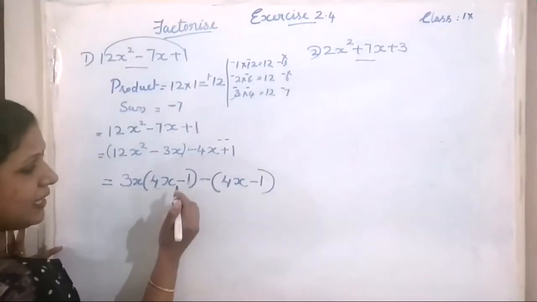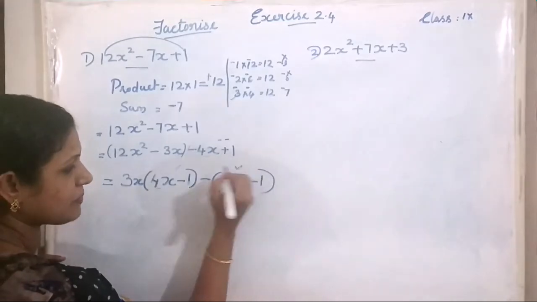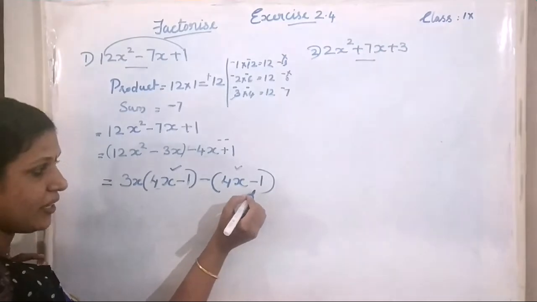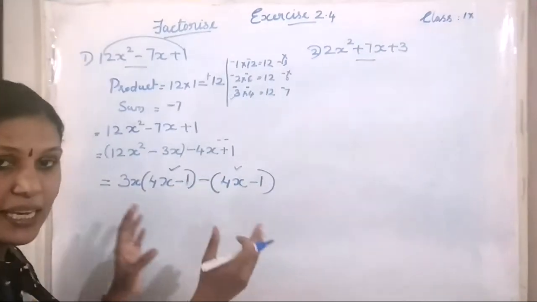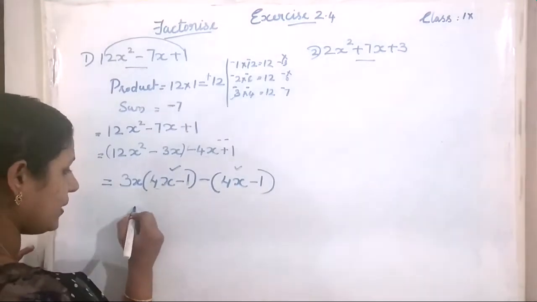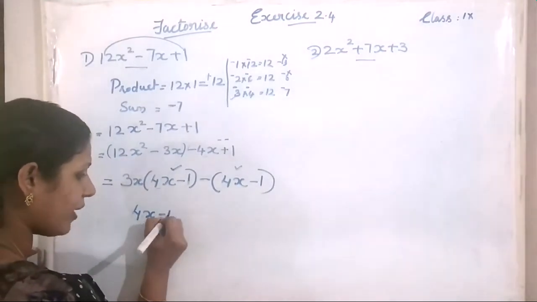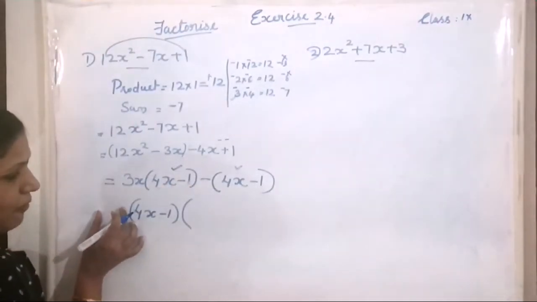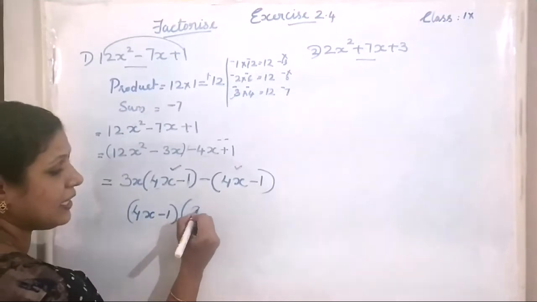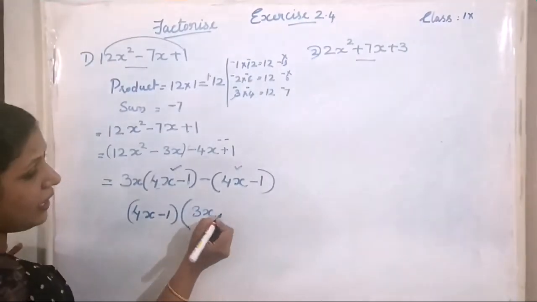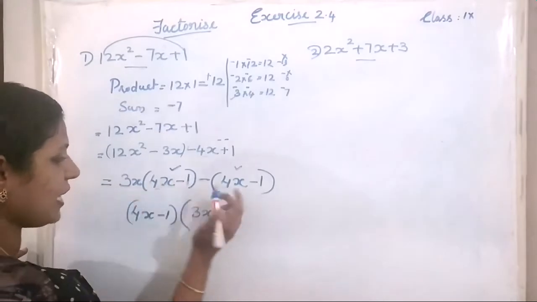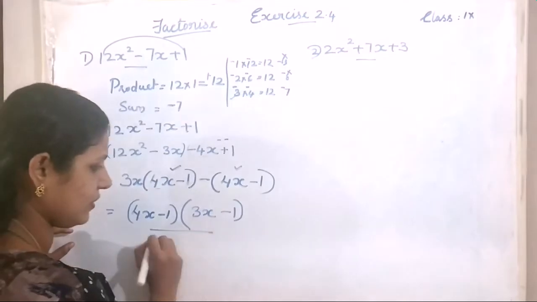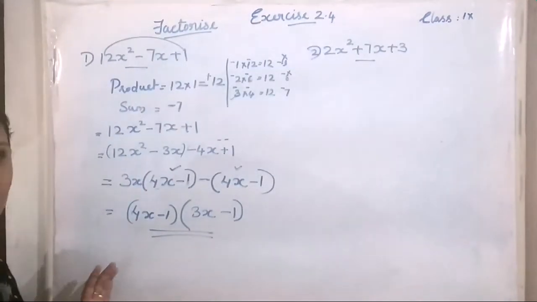Now, see children, here 4x minus 1, 4x minus 1. These two are common here. So, 4x minus 1, we take outside. Okay. So, 4x minus 1 we take outside, and the remaining here is 3x. Okay. Now, here 4x minus 1 we take outside, the remaining is 1 here. So, this is the final answer. Okay, understood? This is the final answer.